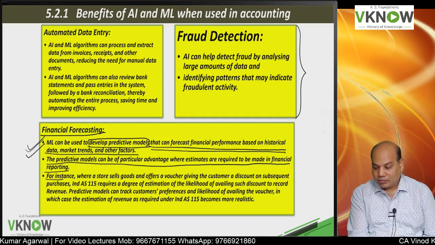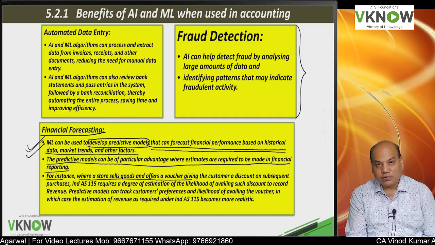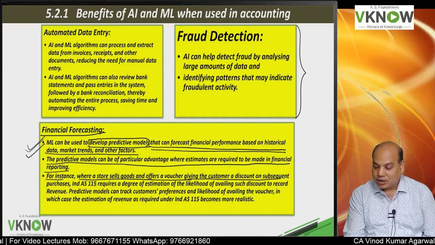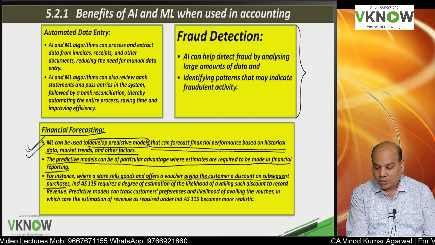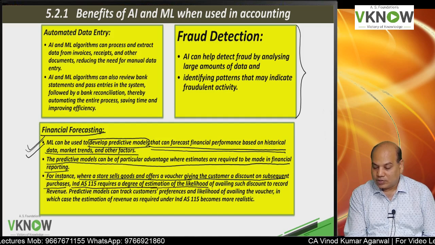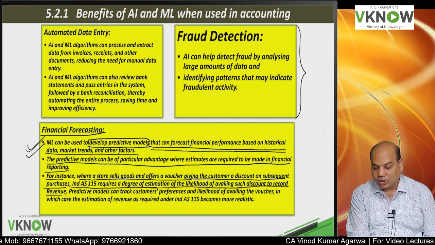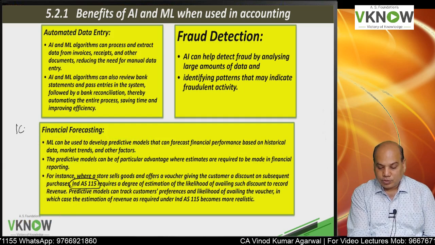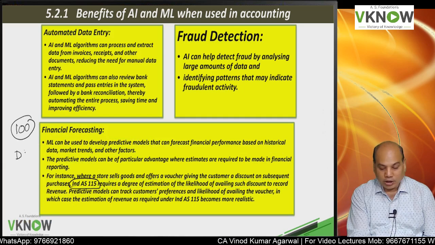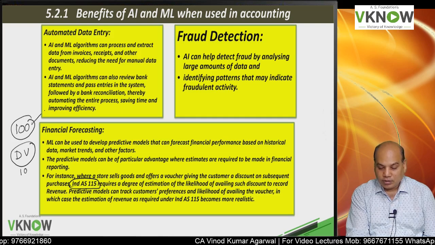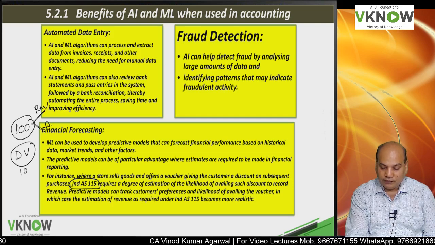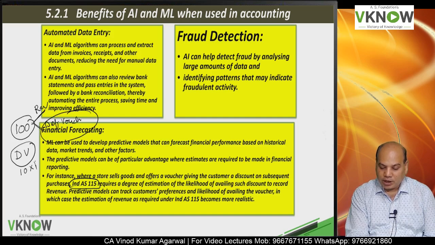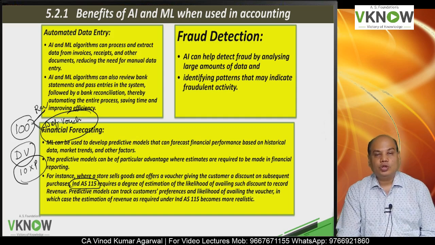So, an example: a store sells goods and offers a voucher, giving the customer a discount on a subsequent purchase. Ind AS 115 requires a degree of estimation of the likelihood of availing such discount to record the revenue. A few days before we have studied Ind AS 115. Suppose the invoice value is 100 rupees and it has a discount voucher of 10 rupees. We need to divide this into two parts, revenue and deferred revenue for the voucher, and for the valuation of this voucher, we will multiply by the probability that the customer would use that voucher.